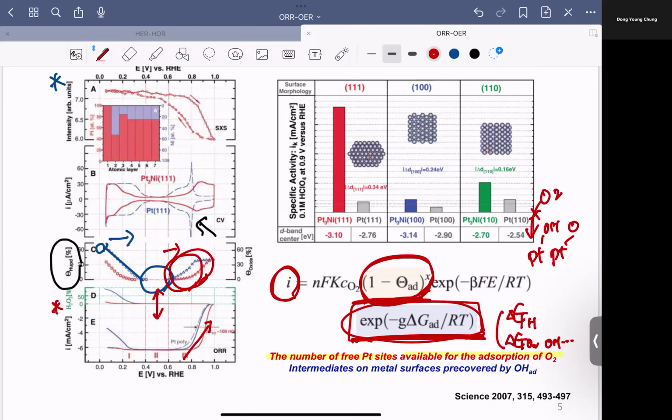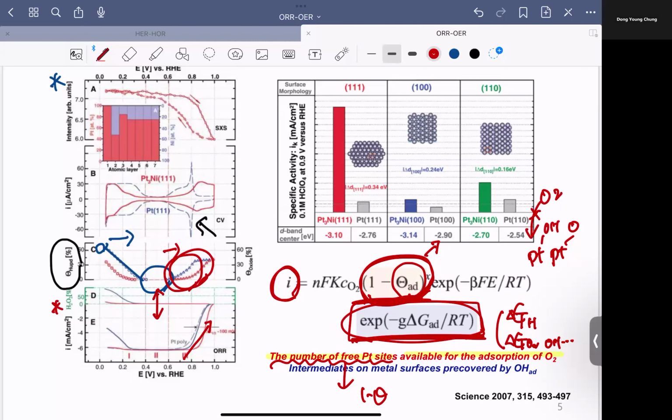So anyway, the key idea is we have to think about the 1 minus zeta term. The zeta means the adsorption, right? So 1 minus zeta means the available site for the adsorption of the reactant, and we would like to call it a free platinum site. It can be considered as the 1 minus zeta term, right? So what is the key descriptor for high activity for the oxygen reduction? You have to increase the 1 minus zeta term, the available active site.